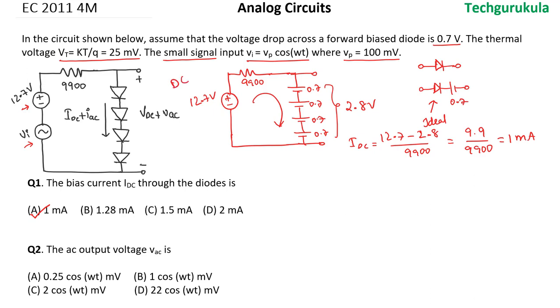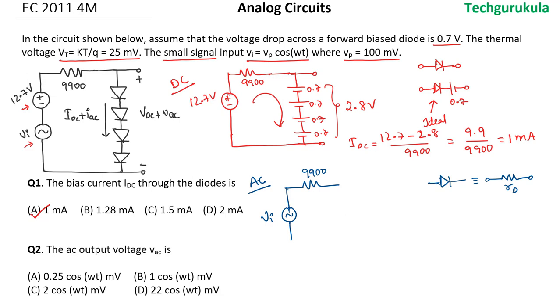In fact, we have done DC analysis here. Now let's move on to the AC analysis. When we go to AC analysis, we take all the DC sources to be 0. Hence, we're going to short the 12.7 volt supply and take only the circuit with the AC supply, which is Vi. Of course, the resistor will be there, that is 9900 ohms. And now, for the diode, we have a small signal equivalent model, that is the diode resistance RD in parallel with diode capacitance. But of course, here capacitance values are not given, hence we are not taking the capacitance.